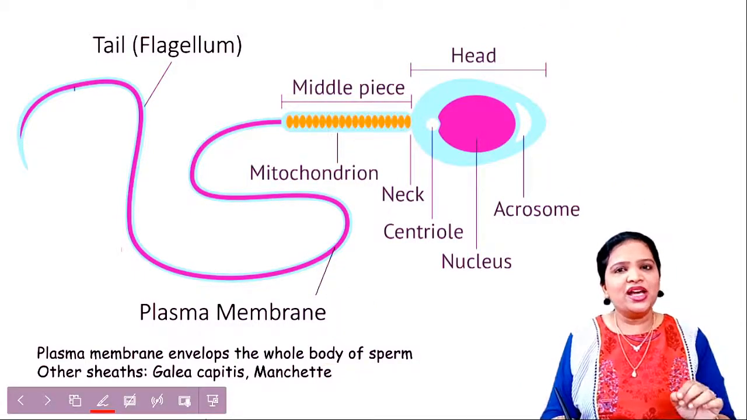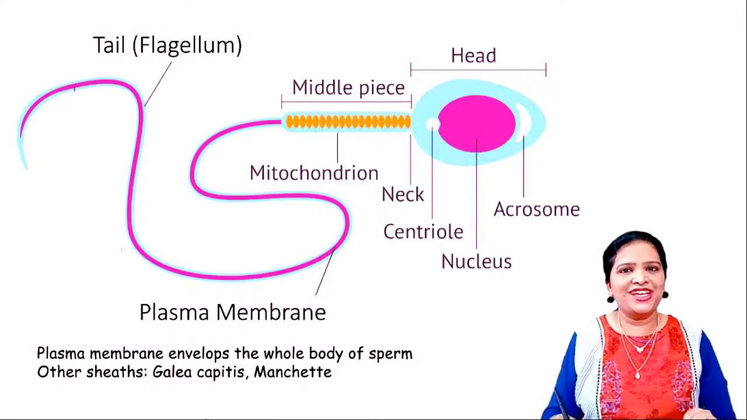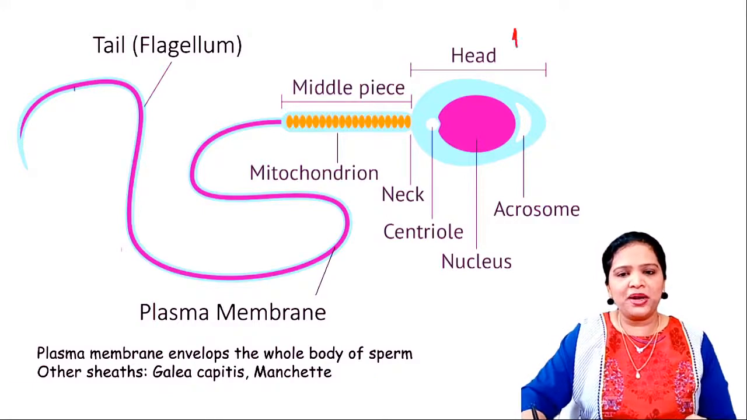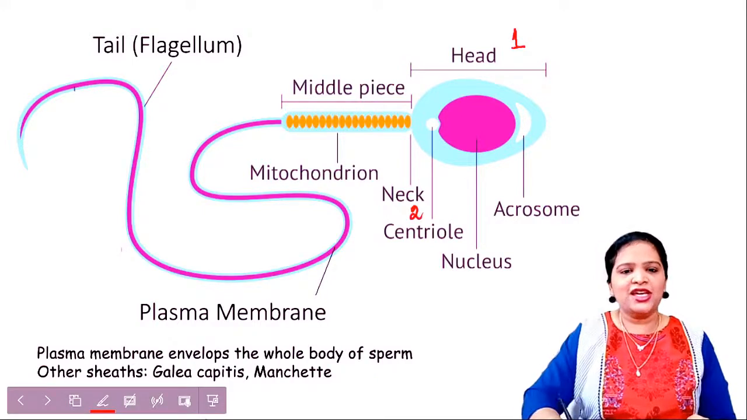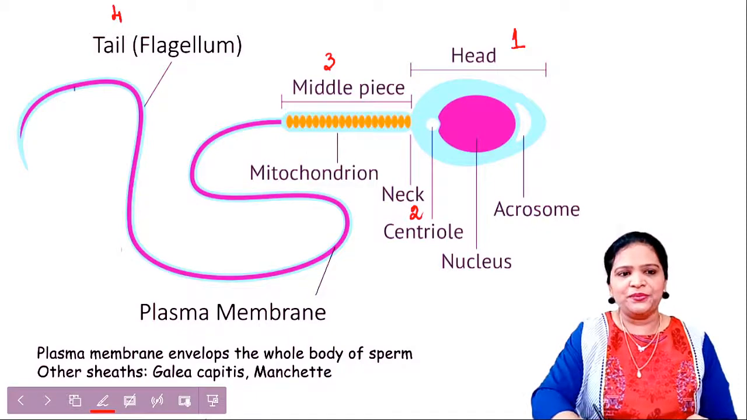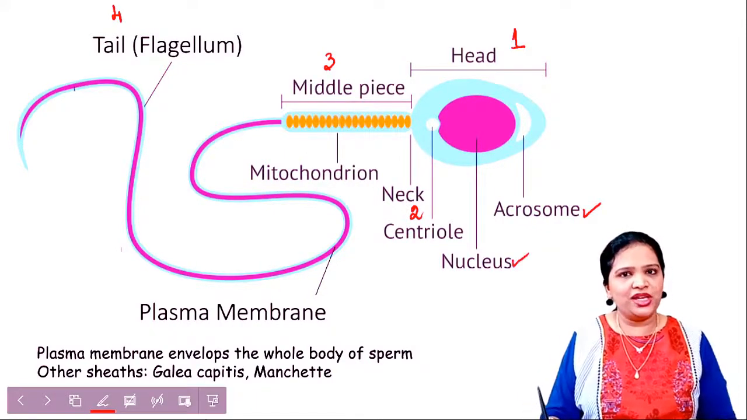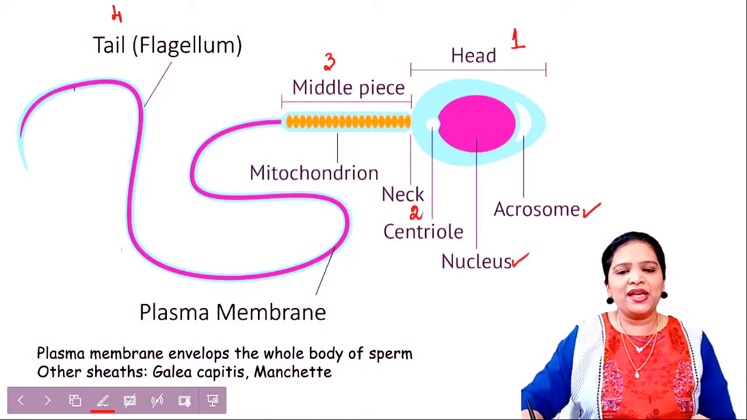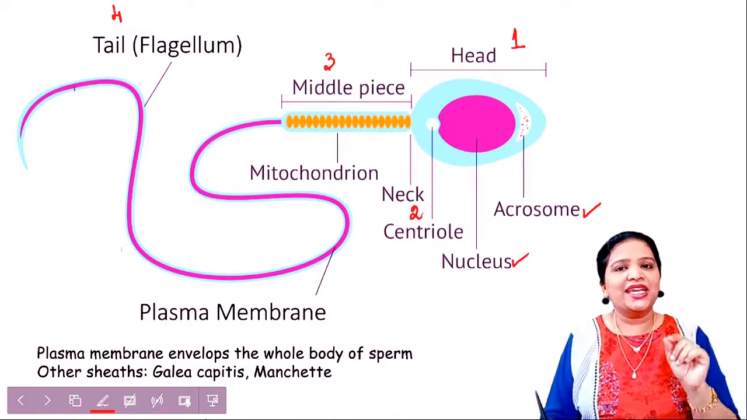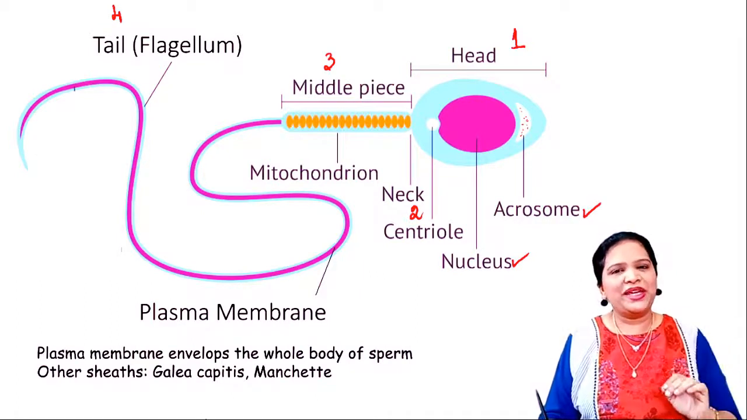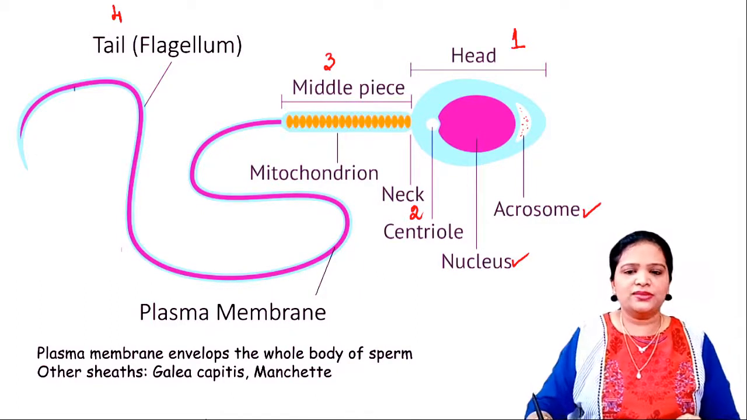Okay, let's revise whatever we have seen so far quickly. This is the structure of a sperm cell. The sperm cell has four important parts: head, neck, middle piece and tail. What is present in the head? Two major regions are present: acrosome and nucleus. What is acrosome? This cap-like structure which is present in the front part is called acrosome. It contains the proteolytic enzyme hyaluronidase. What is the use of this enzyme? It helps in penetration during fertilization.